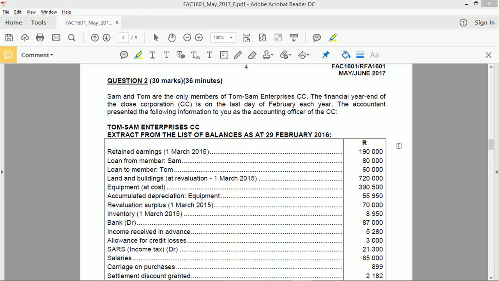Okay, so we've got the disclosure question for CCs. Obviously, we've done question 1 and we've done question 4 now. CC questions you should actually prefer because CC questions are very similar to FAC1601 in terms of disclosure. Why do I say that? Do you know why?